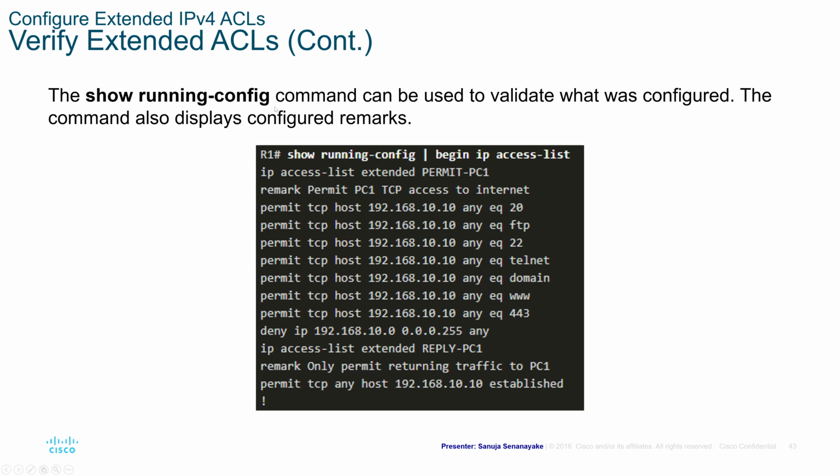The show running-config command can be used to validate and verify what was configured. The command also displays the configured remarks, and you can see show running-config filtering the ip access-list here with the pipe function.